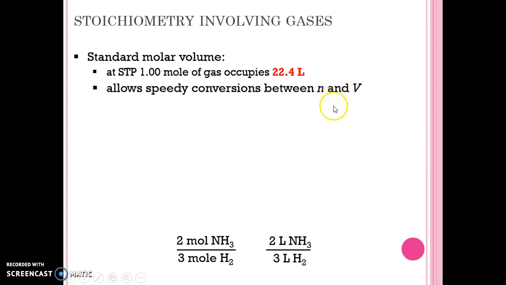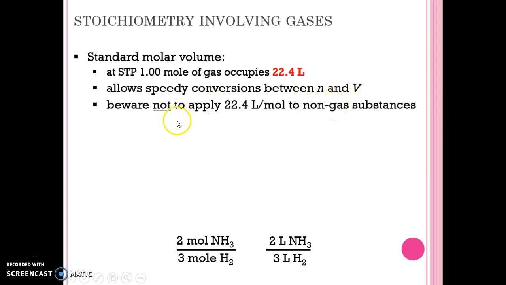Like I said, it's an easy way to convert back and forth. Please note that this does not work if you have something that is not a gas. A liquid or a solid does not abide by this relationship. Only gases abide by this relationship, and only under standard conditions. So you've got to be very careful. If you don't have standard conditions, you've got to go back to solving PV equals nRT to get back and forth between moles and volume.